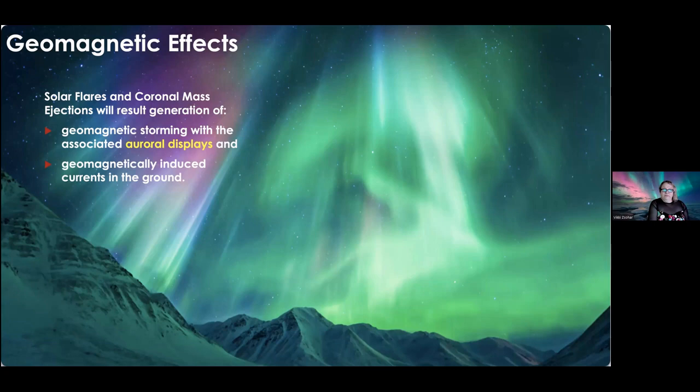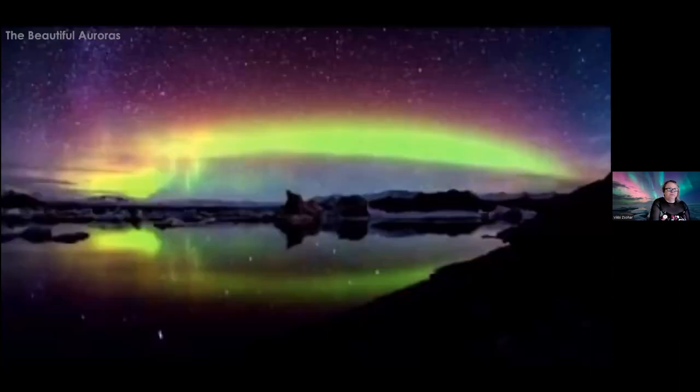Geomagnetic storming with the associated aurora display, and geomagnetically induced currents in the ground. So what we have in the ground, internet cables, pipelines, these are affected, and service providers are prepared for geomagnetic effects to save their own systems. So prediction is really important for us.